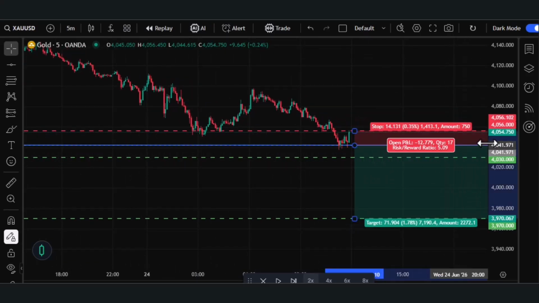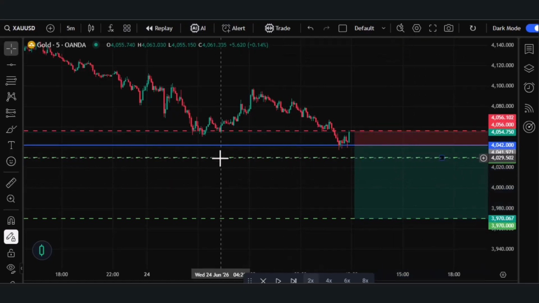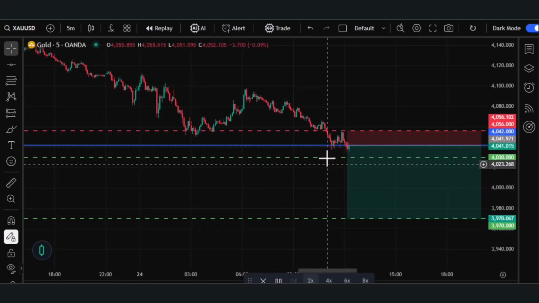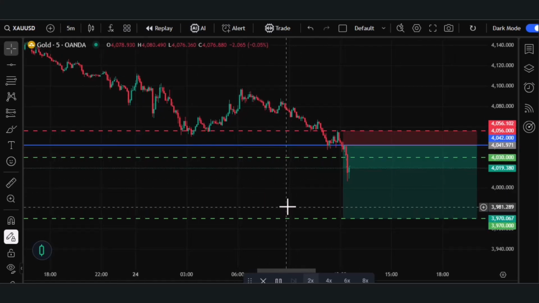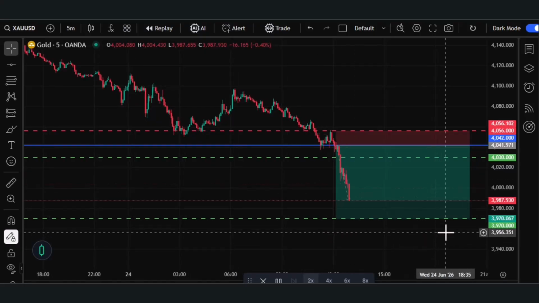We wait for the trade to open. Okay, the trade is opening. The trade is open. Our first take profit was hit. We wait for our third take profit to be hit as well. Yes, our third take profit was hit too.